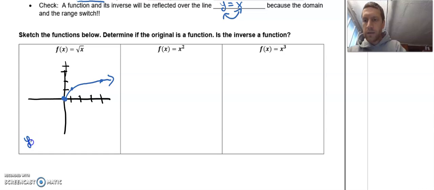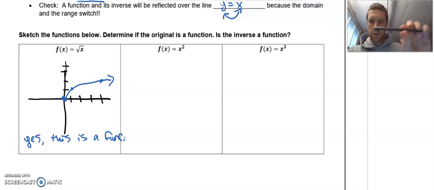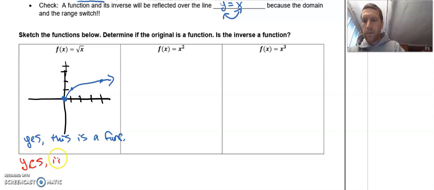Vertical line test tells me that yes, the one I'm looking at is a function. Horizontal line test, right? I'm never going to hit in 2 spots at the same time. So it passes the horizontal line test. So yes, its inverse is also a function.